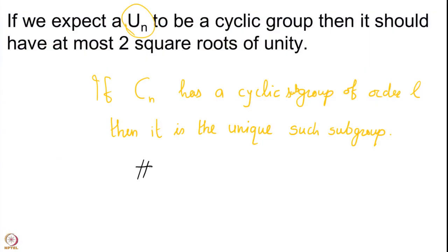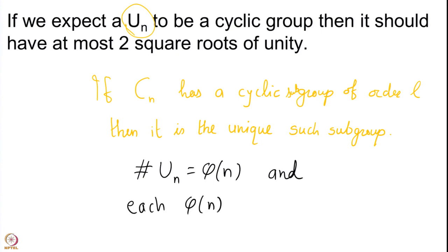First of all, the cardinality of each Un is phi n, and each phi n for n bigger than 2 is even. So, 2 is going to divide the cardinality of Un, and you may ask how many elements are there which have order 2, is there a single such subgroup.